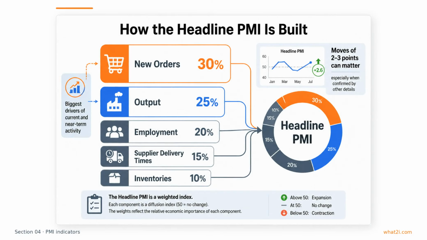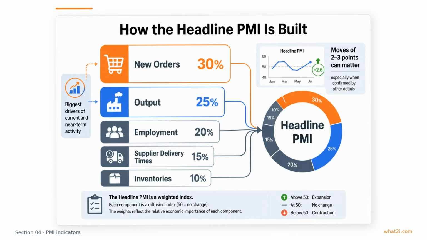The headline PMI combines several subcomponents into one weighted index. New orders usually carry the largest weight, followed by output, employment, supplier delivery times, and inventories. That weighting matters because some components are more informative about current and near-term activity than others. New orders, for example, often give one of the clearest early signals about where production may head next.